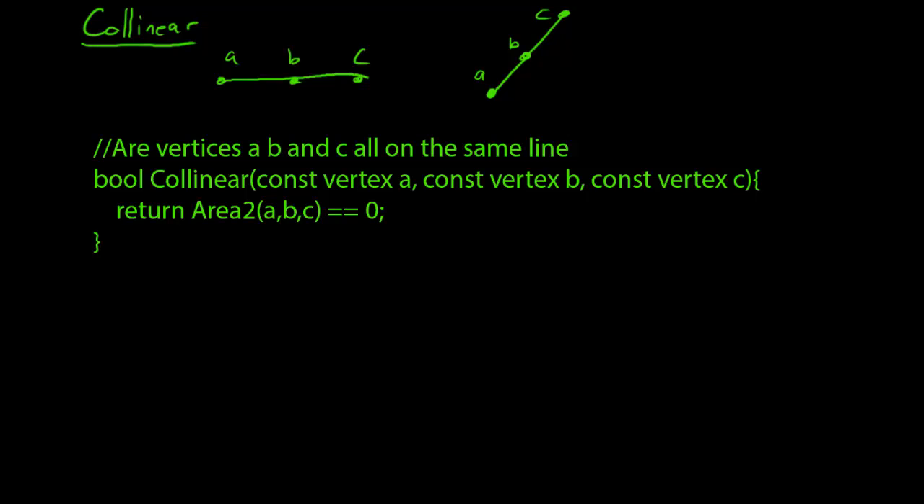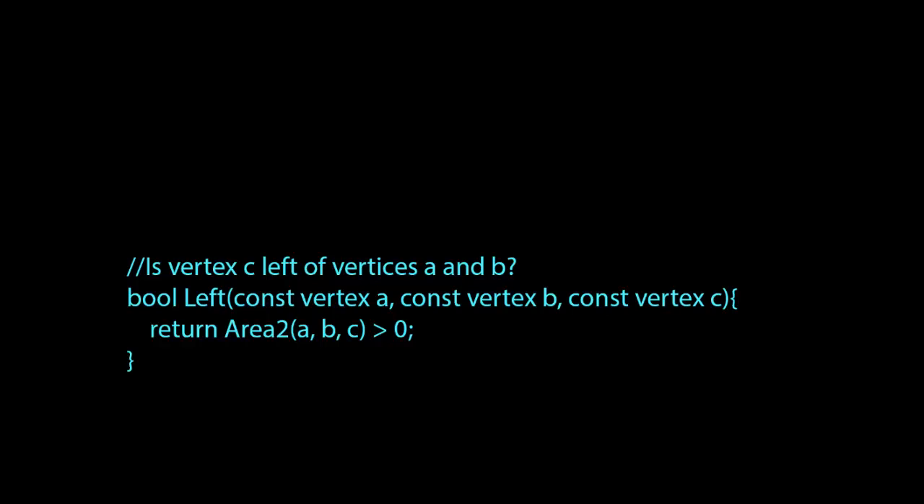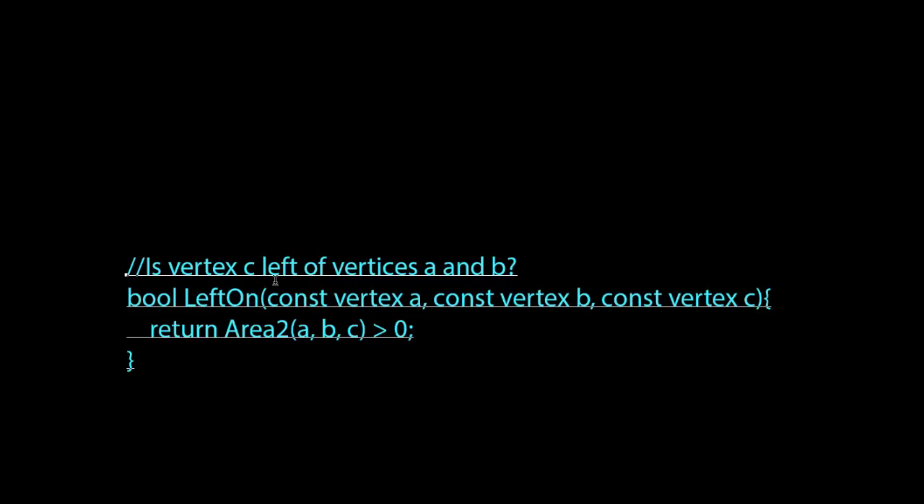The last one is a combination of the two. The book calls it left on. Let's go back here a bit. It's basically this function. The only difference is, ignore this comment because it doesn't make sense for this particular function, the only difference is we're doing that. That's it. What we're doing is we're basically going to return true if it's collinear or if C is left of A and B. The book uses this in finding in-between values, which we'll get into.